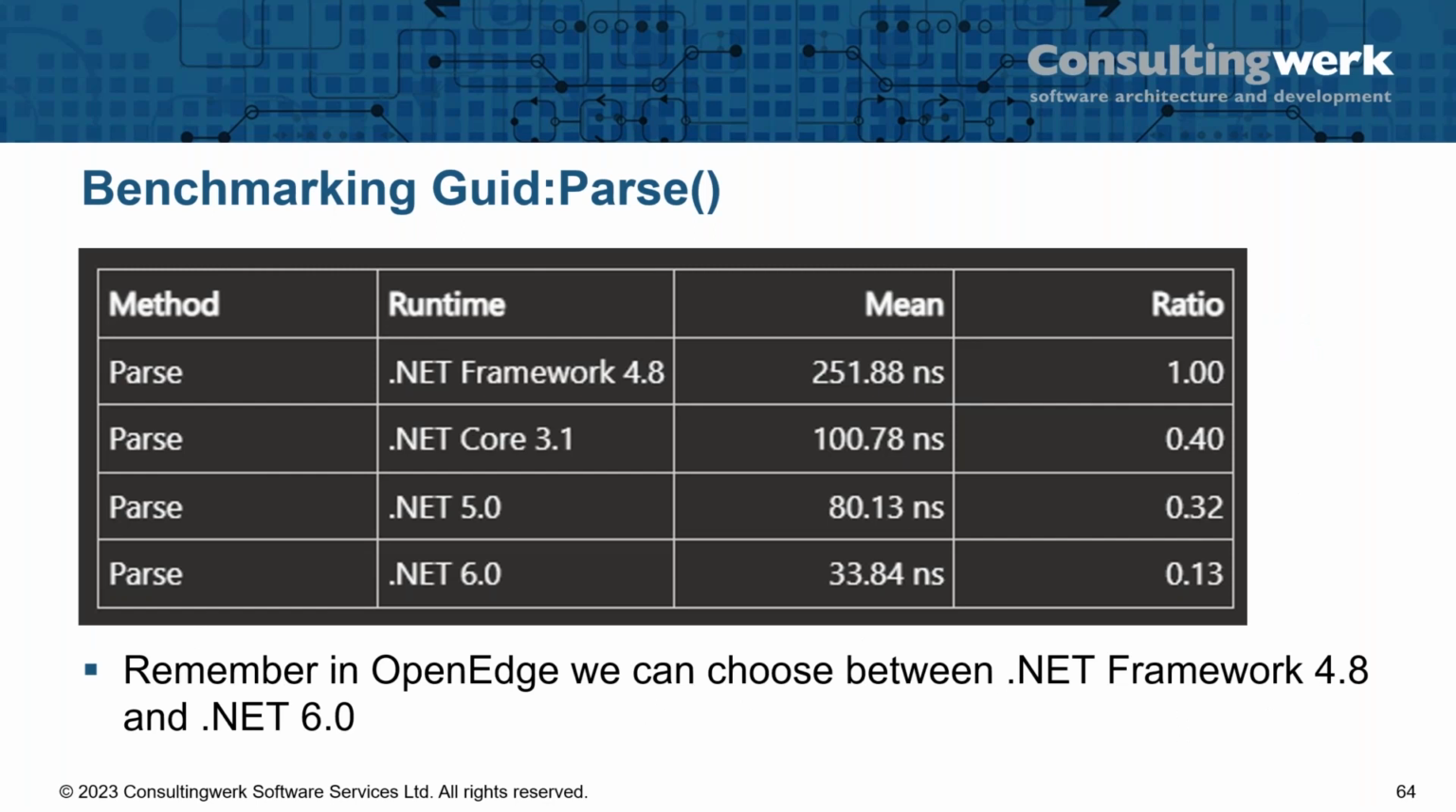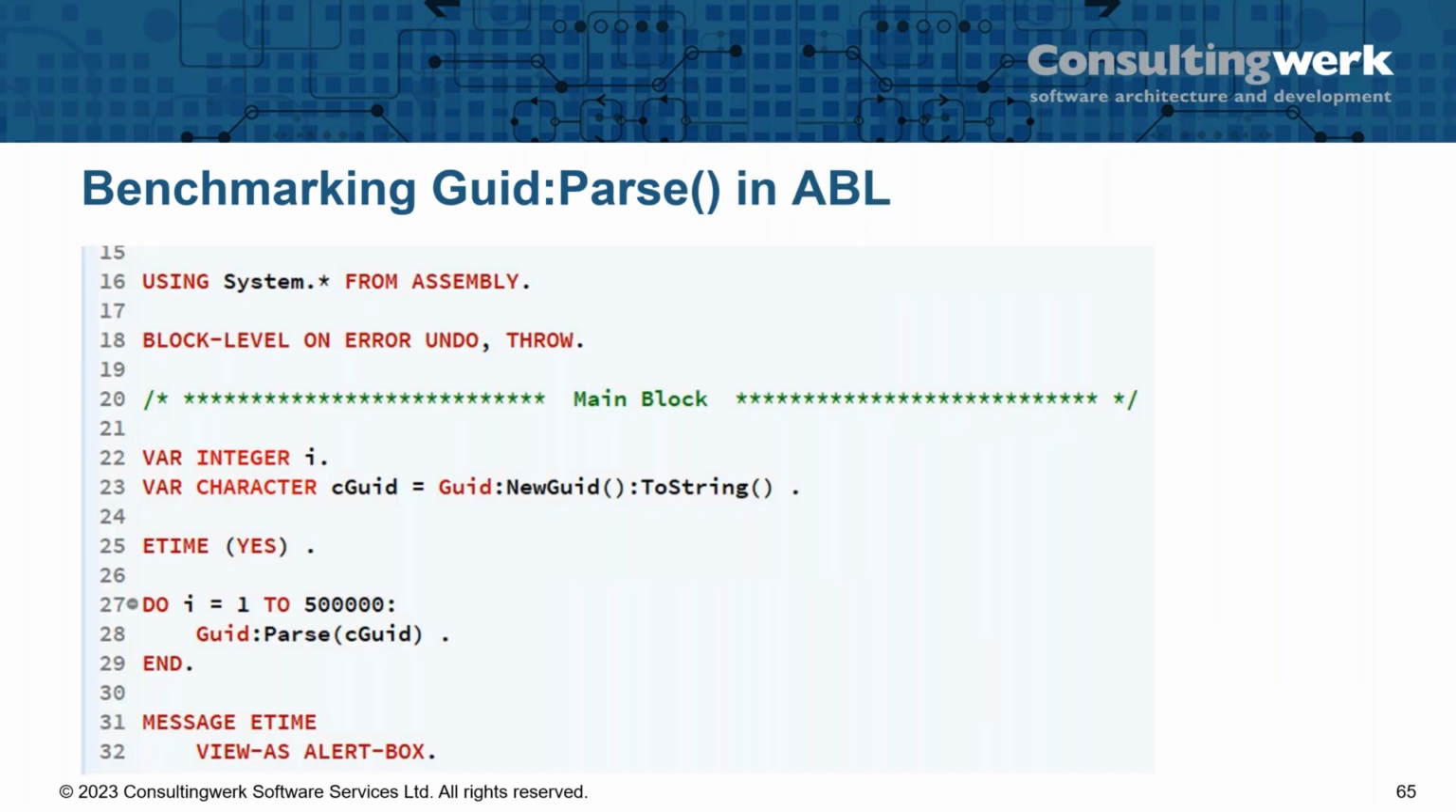So in the .NET Framework 4.8, which we're using by default in OpenEdge, it takes 251 nanoseconds to parse a string GUID into a binary GUID. In .NET 6.0, it's only a seventh of the time, 33 nanoseconds. So that's quite a lot. So let's see if we can see that in the ABL. We can certainly not see that if I'm doing that only once, but if I do that 500,000 times, then we can see a significant difference. So that's a program that I'm running.